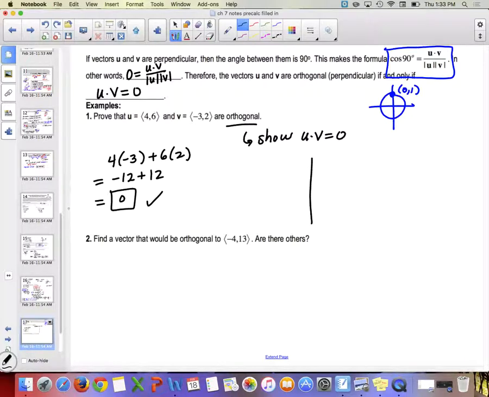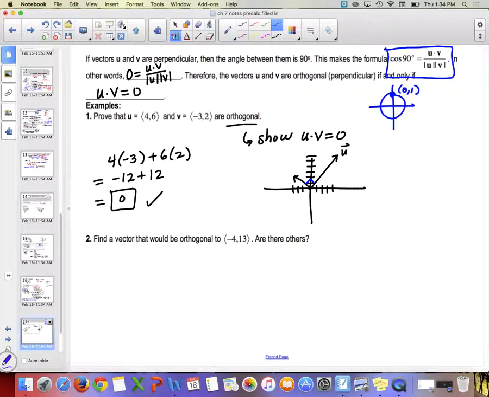And if you sketch it out, it totally makes sense because you have 4, comma 6. Let's look at the picture. That's u. And then v is -3, comma 2. It's here. Doesn't it look like a 90-degree angle between them? So if you want to confirm by a sketch, you could always do that. Orthogonal and perpendicular are the same word. They've never heard orthogonal either.